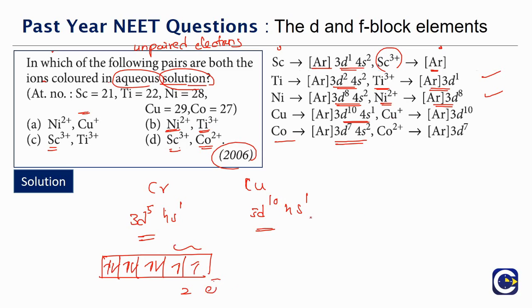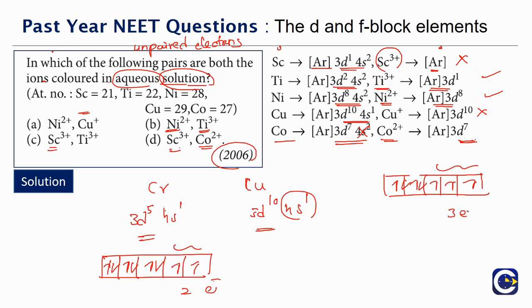Then copper plus. After removing 1 electron from 4s1, we will have 3d10. So this scandium 3+ does not have unpaired electrons. Copper plus does not have unpaired electrons. How about cobalt 2+? After removing 2 electrons, we will have 3d7, means this will have unpaired electrons. We can check it. So we will have 7 electrons to be filled. So 1, 2, 3, 4, 5 and then we will pair 2 of them. Means the number of unpaired electrons is 3. So titanium 3+, nickel 2+, cobalt 2+ are having unpaired electrons, means these can give color in aqueous solution.